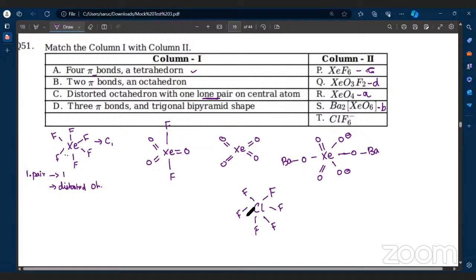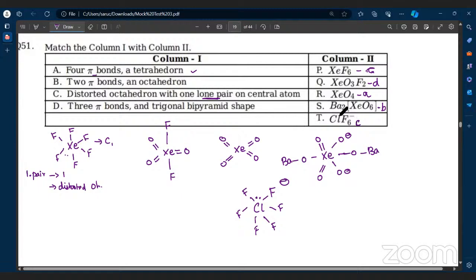It has a lone pair. Yes, one lone pair, because the minus is given. So therefore it is going to be a distorted octahedron. So C. Okay. So ClF6 minus and XeF6 have one lone pair and a distorted octahedron.